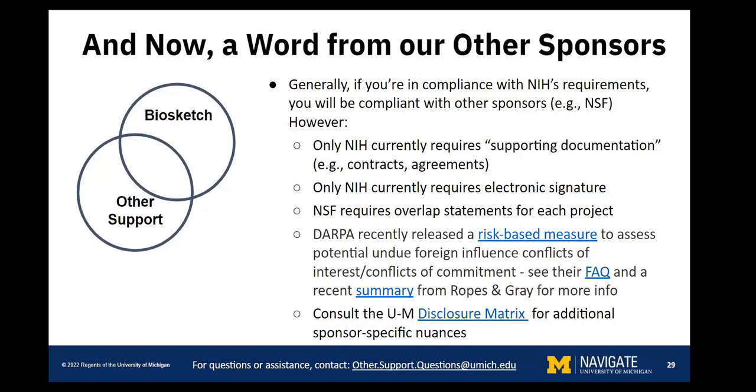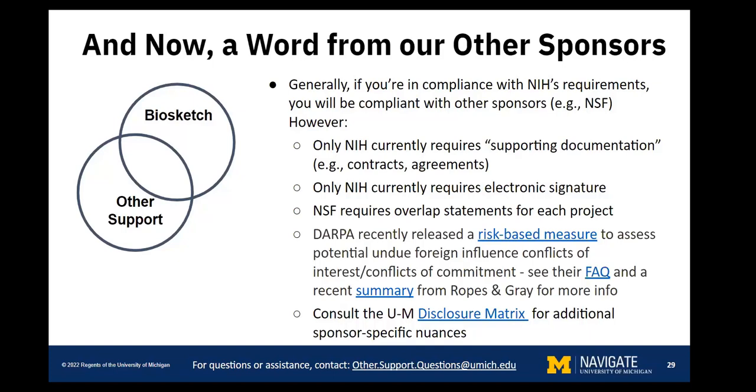NSF, however, does require overlap statements for each project in the current and pending document. So on the NIH other support, there's a single statement at the bottom of the document for the investigator to say there is or is not any overlap. If there is overlap, give some more information about it, and then they provide their electronic signature. NSF has that overlap statement on a project by project basis in the current and pending document.